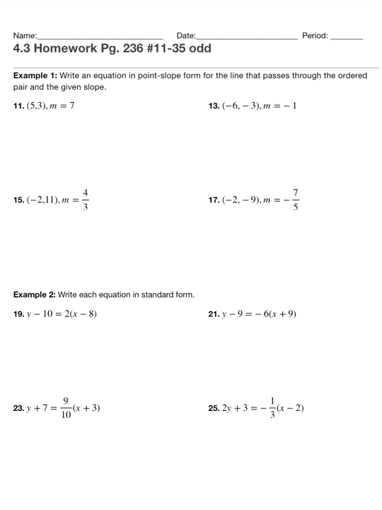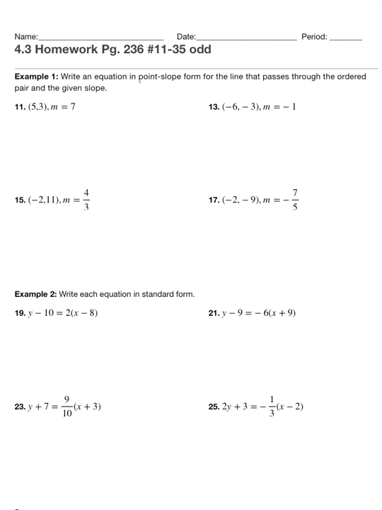In this video, I'm going to go over the 4.3 homework, which is on point slope form and standard form. So the first set of problems asks us to write an equation in point slope form. So that is y minus y1 equals m times x minus x1. And remember that the y1 here and the x1 are where the ordered pair goes.